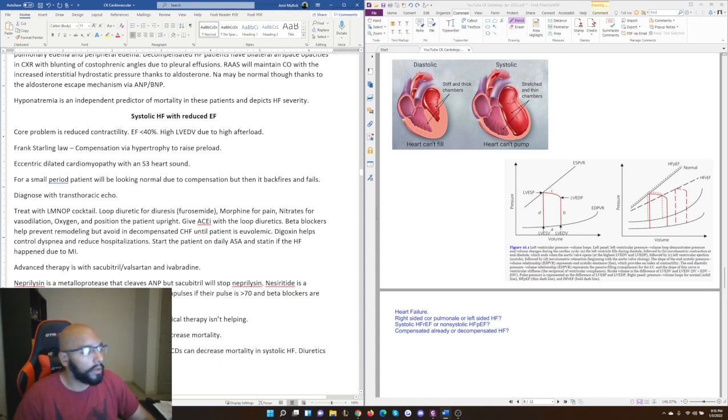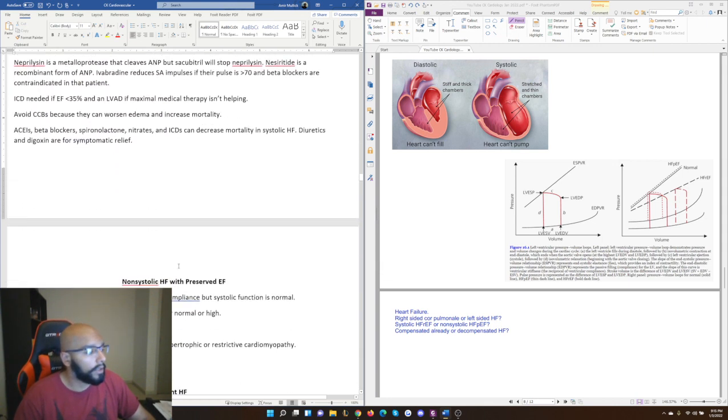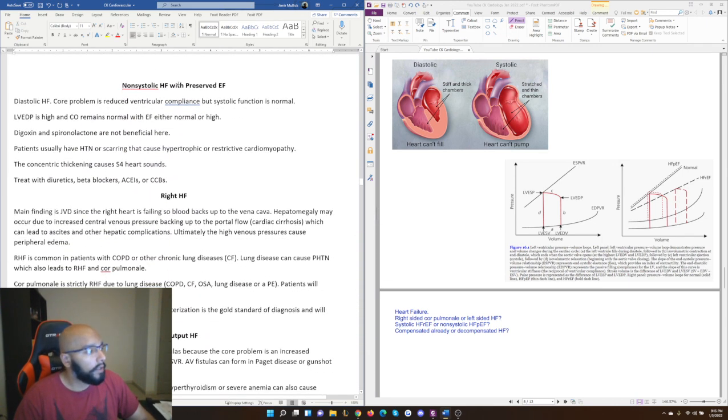So ACE inhibitors are extremely important. They're also renoprotective, so really good medication for patients. Non-systolic heart failure with the preserved ejection fraction is a diastolic heart failure where the heart is so big and thick you can't really add blood anymore. The core problem here is a reduced ventricular compliance, but systolic function is normal. The left ventricular end diastolic pressure is going to be very high. So basically at the end of diastole, there's a lot of pressure in here because it's all really tight.